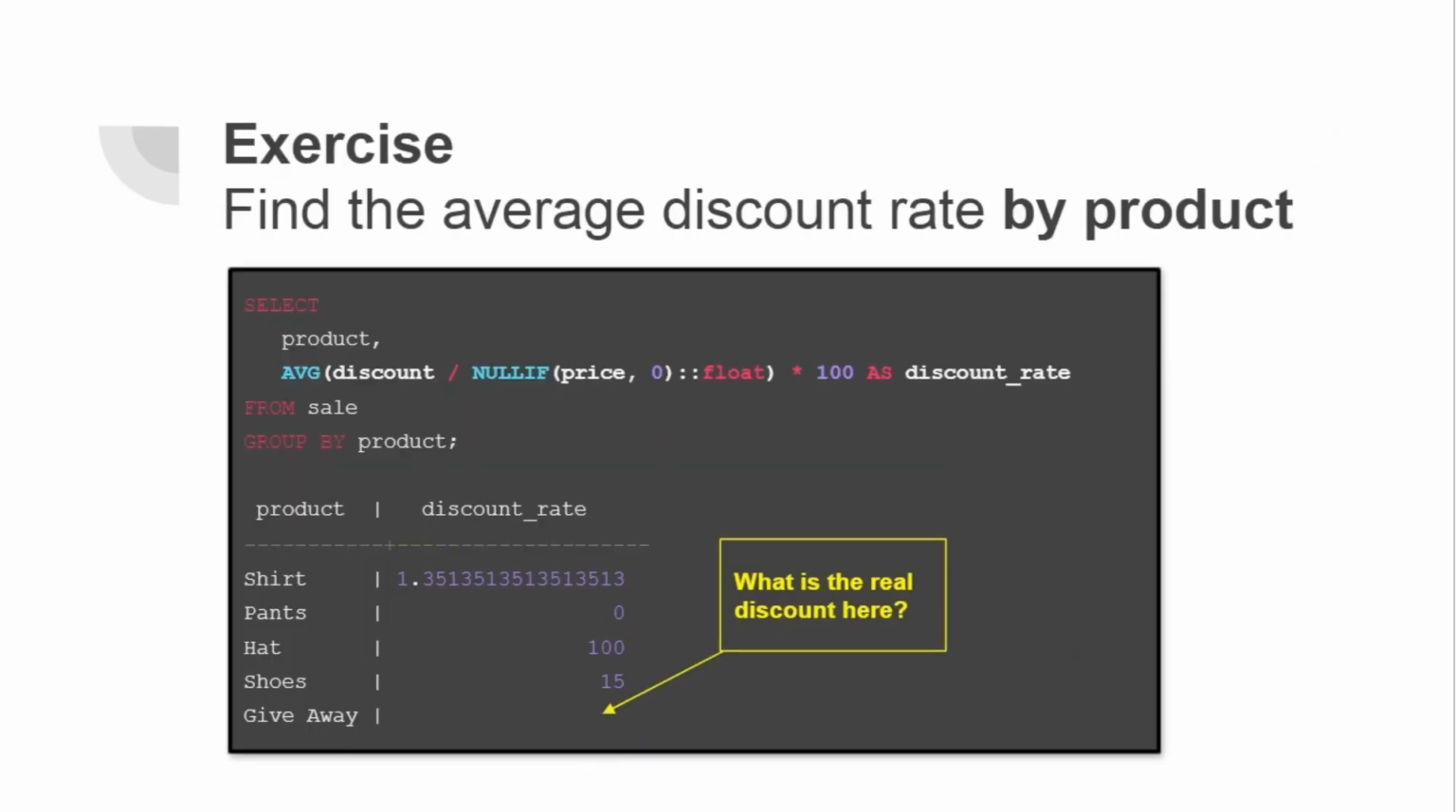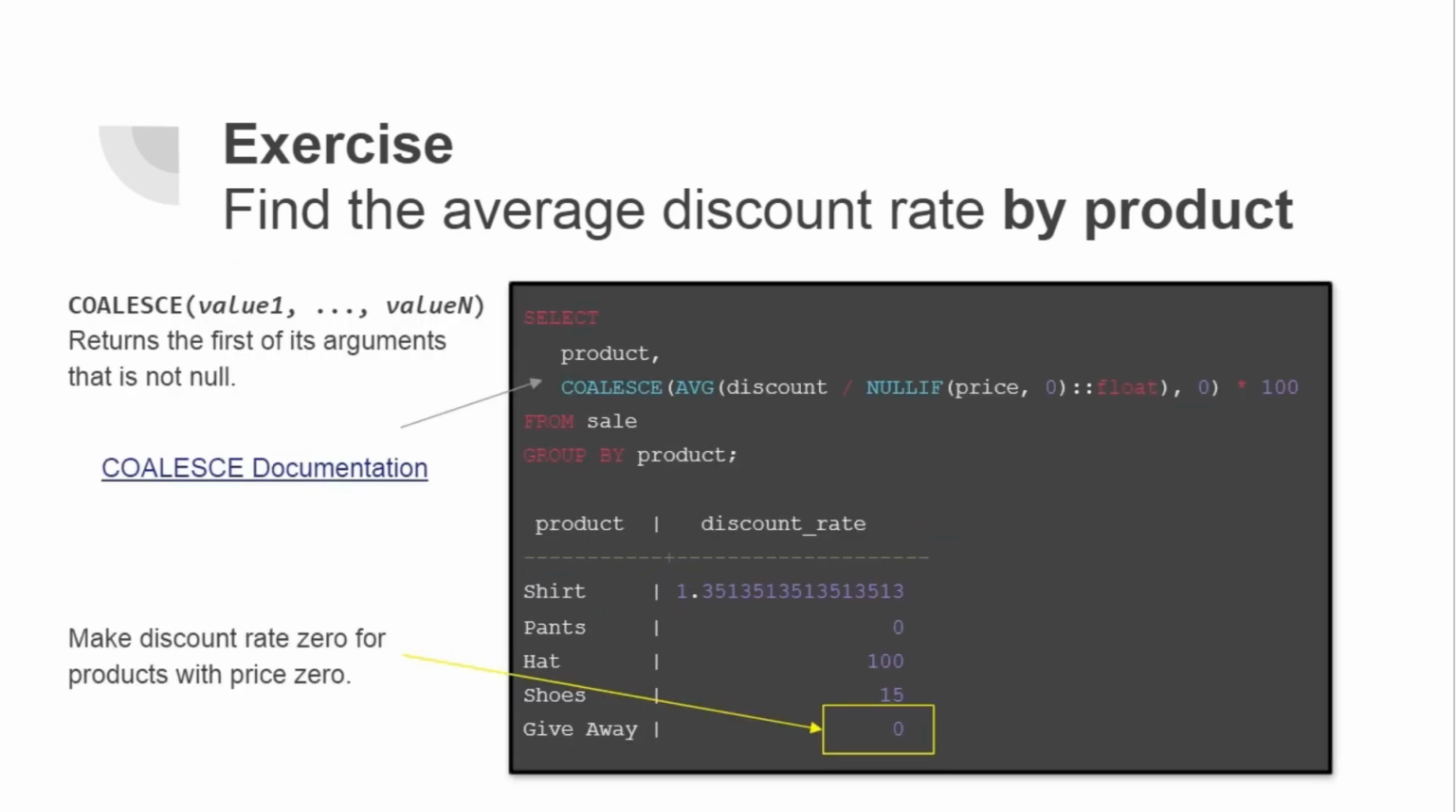We can use another useful function, which is called COALESCE. Coalesce accepts any number of arguments. I'm sorry, my screen share just stopped working. Never mind, let's stick with the presentation for now. So there's a function called COALESCE. It accepts any number of arguments, and it will return the first argument which is not null.